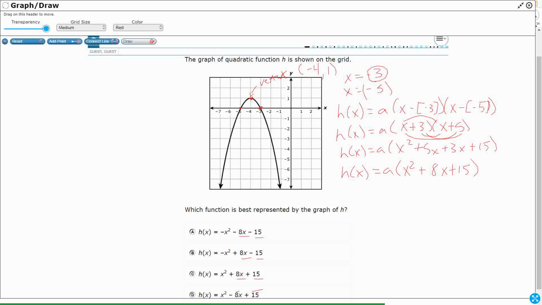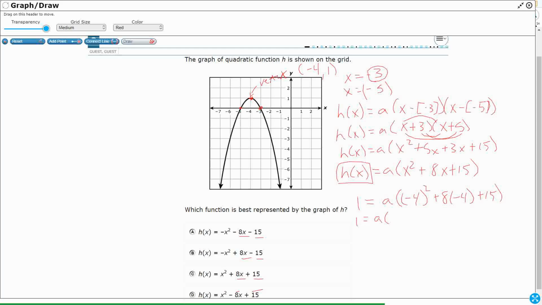Let's plug that in. Now our h of x is sitting right in that dependent variable spot, so I'm going to make that 1 equals, so I replace that y, that h of x, with 1, a times, now my -4 is going to be my x. So I need to put in that -4 squared plus 8 times -4 plus 15, and then simplify and solve for a. So let's see what that's going to look like.